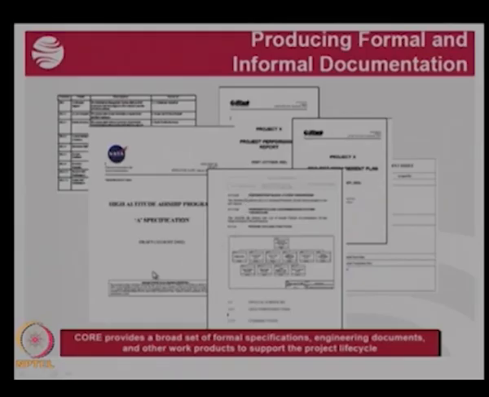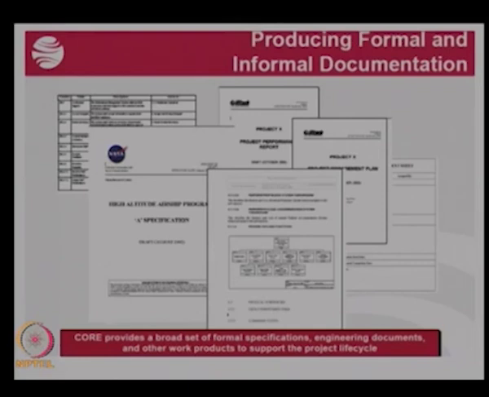Basically it tells you that you can have different kinds of formats of document for the system. So it provides a broad set of formal specifications, engineering documents and other work products to support the project life cycle. So you can have a document for the functional requirement, or you can have the document for the verification requirements, or you can have a document for the originating requirements document. So all those documents can be easily generated from this software without much difficulty. You don't need to go back and forth to find out the traceability and from where the requirement came or from where the document can be traced. So you can easily develop these documents using the software.